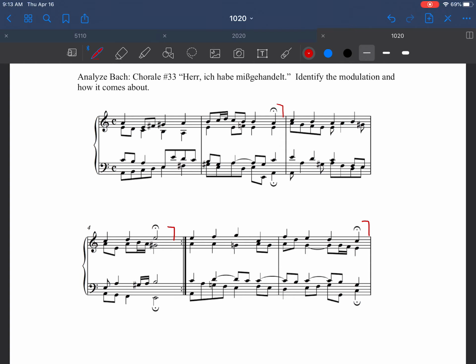Where your excerpt ends. You may have seen in the video that I added a few little phrase markings at the points where I heard cadences. So let's see where we are with keys.